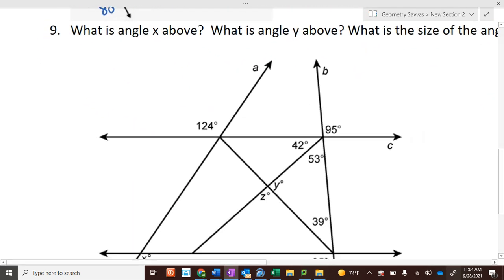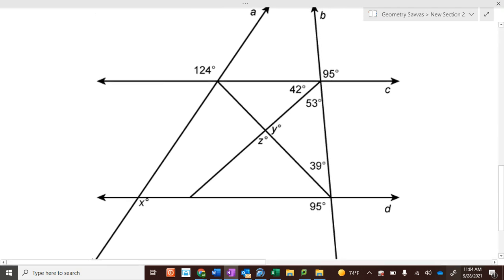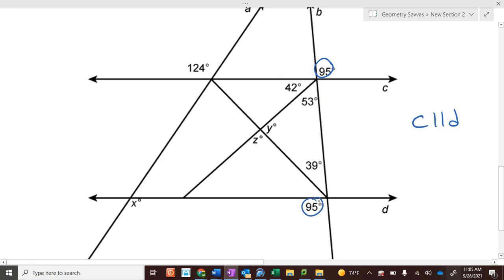All right. This picture. Do you see any parallel lines? Which ones are parallel? C is parallel to D. Why? Because they look like it. No, not just because they look like it. There's markings up there that tell you they have to be parallel. We got some alternate exterior angles up there. Which two angles are alternate exterior that are congruent? 95 and 95 are alternate exterior angles that are congruent, which force C and D to be parallel.